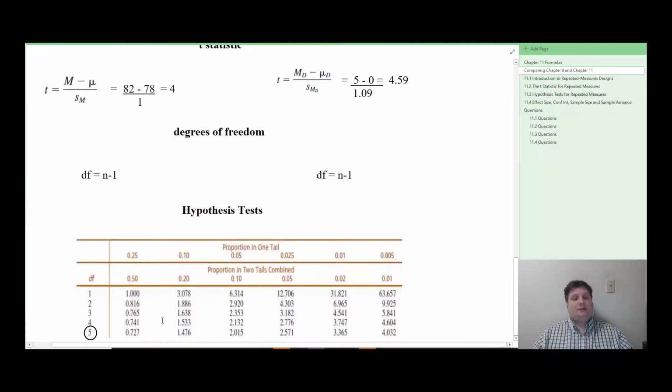And then the hypothesis test is going to be the same. We find that degrees of freedom. We have 6 participants, so in both cases it's 5. And then, if it's 0.05 and two-tailed, we're going to reject that null hypothesis because we have a very large t-score.